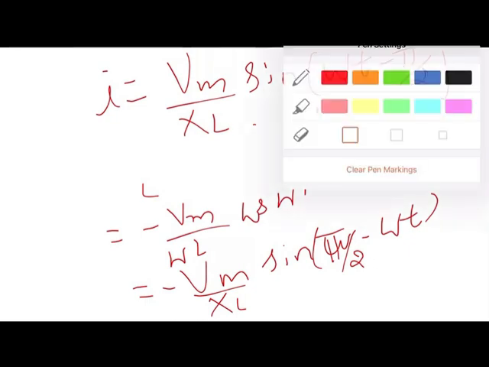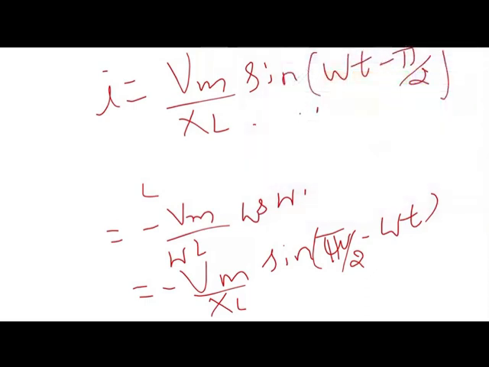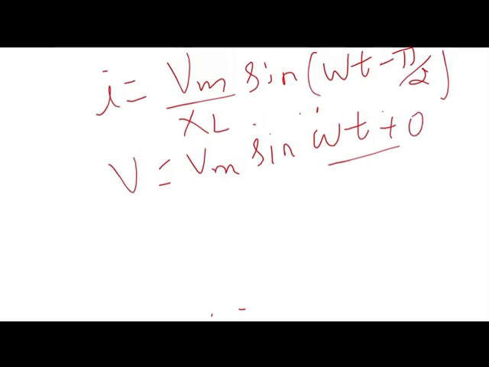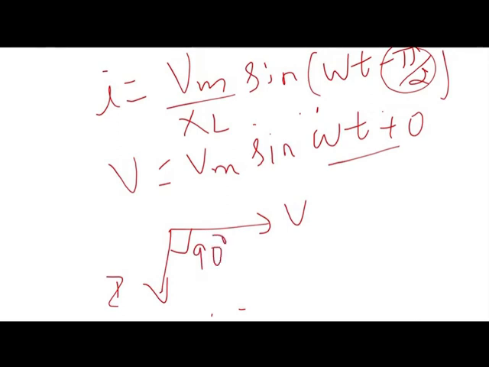The voltage equation we already have taken: Vm sine omega t. Now if you compare the voltage equation and the current equation, along with omega t, here we don't have any angle. Let us assume this as 0. But for the current, the angle we got is minus pi by 2. So from this we can conclude that if you take voltage as a reference, the current lags by an angle of 90 degrees. For a pure inductor, the current will lag the voltage by an angle of 90 degrees. This is how in the case of a pure inductor, the current lags the voltage by 90 degrees.